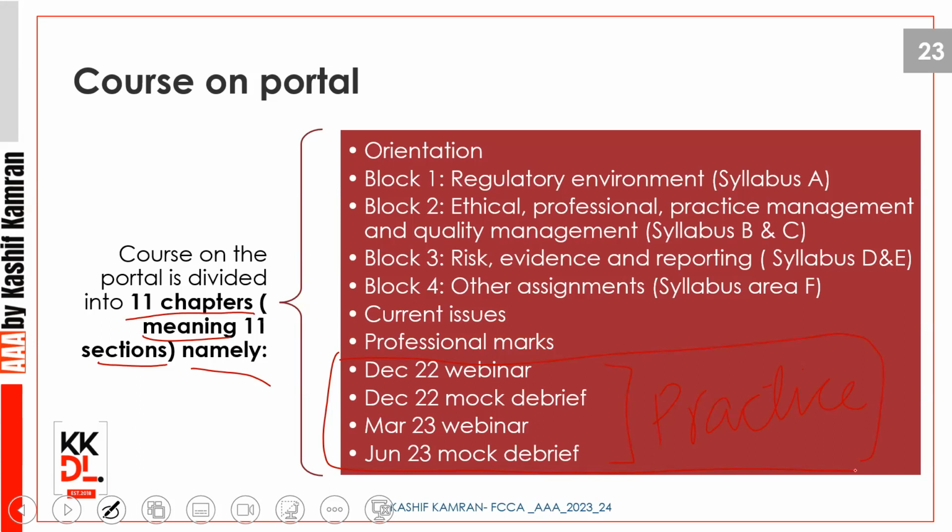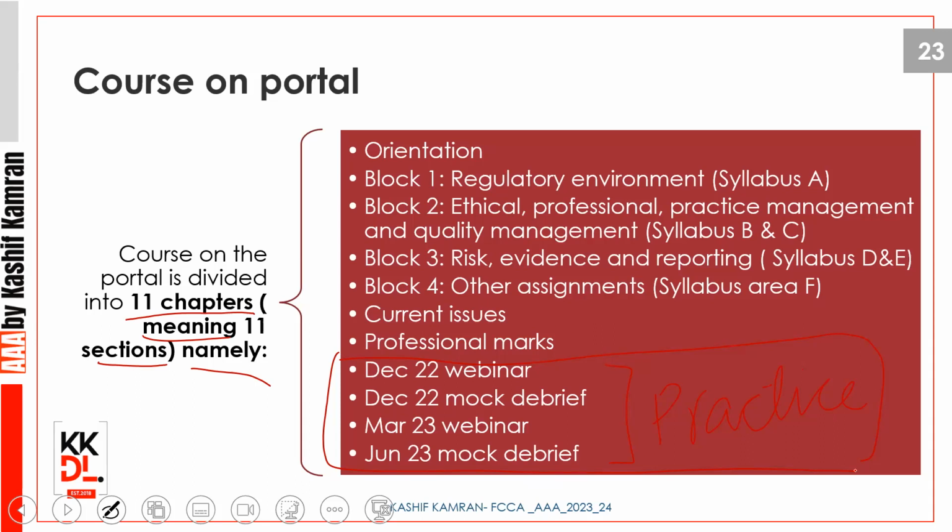For the September students, you will also see another chapter coming in, the 12th chapter, which is the September 23 mock. And for the December students, you will see not just the September mock, you will also see the December mock. So two more chapters will be added, chapter number 12 and chapter number 13. But this is the order in which the portal has been designed by me as a tutor. Have you seen this order on the portal, all of you?